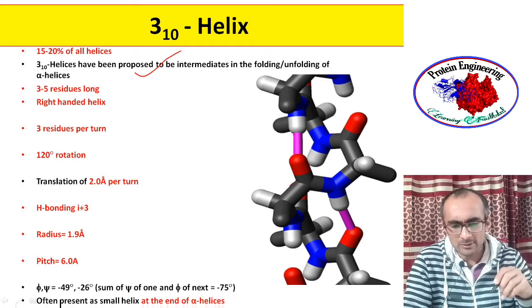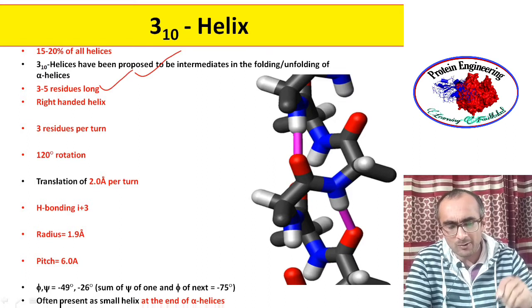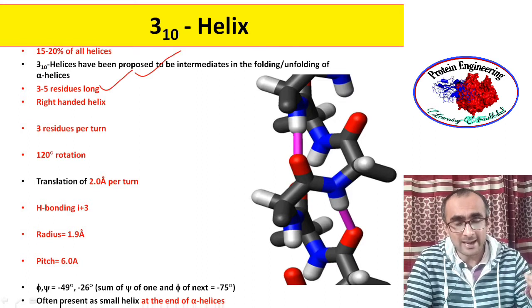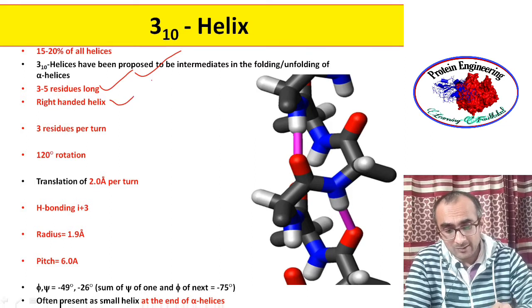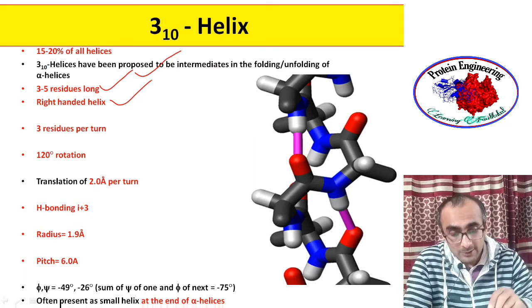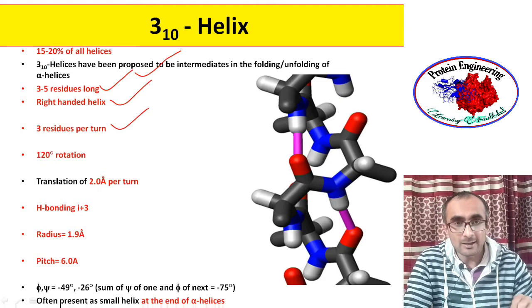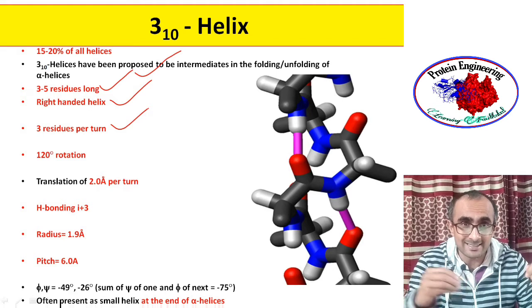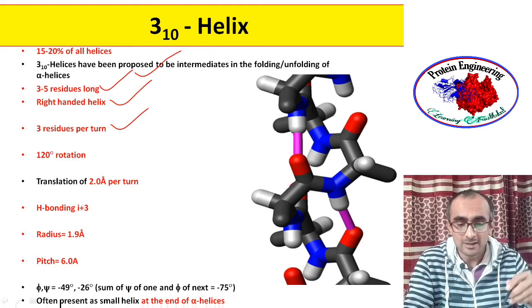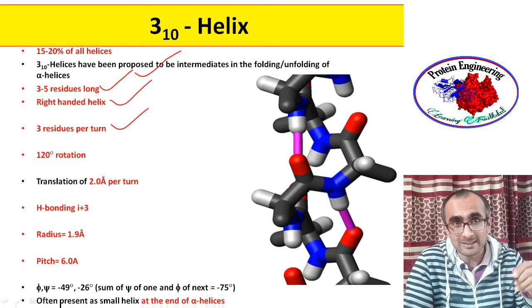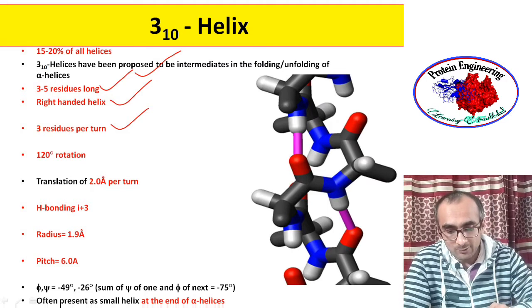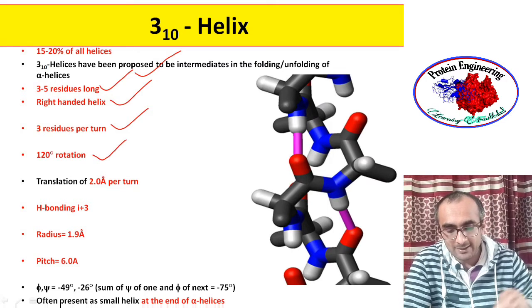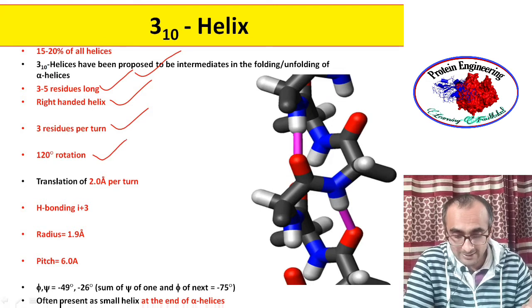It's very small, generally 3 to 5 residues long, present on terminal ends of alpha helix. It's also right-handed. There are 3 residues per turn. Like we have seen in alpha helix, there were 3.6 residues per turn. But here, because this is a more extended, pulled conformation, the residues per turn have reduced from 3.6 to 3. And the rotation is 120 degrees. In alpha helix, it was 100 degrees.